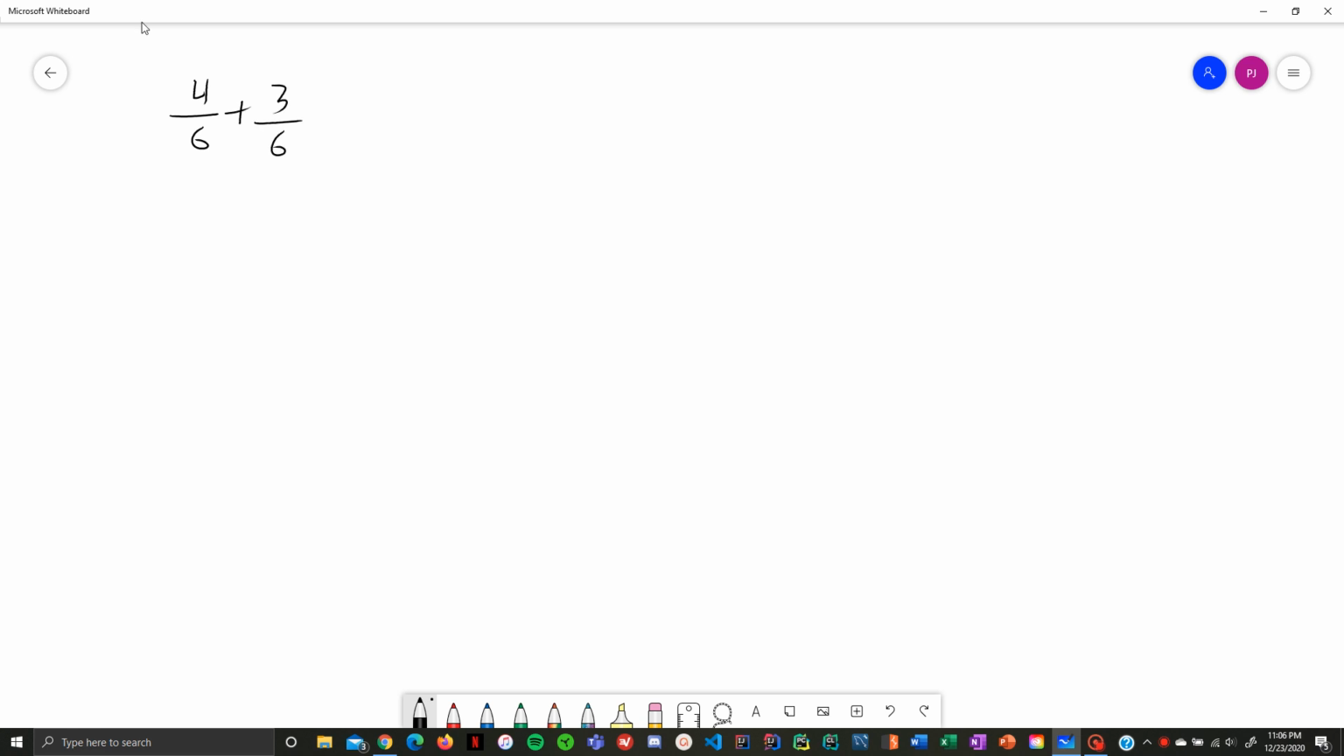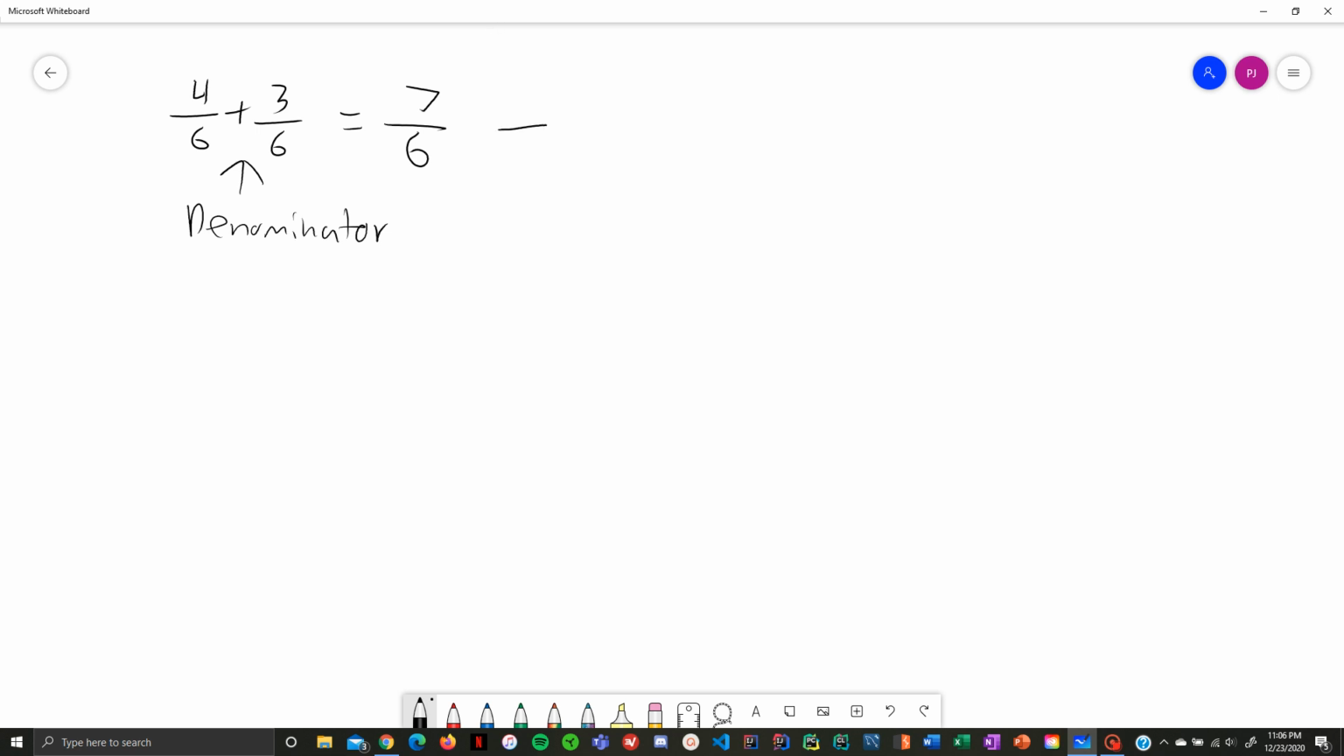Now when you have two fractions with the same denominator, that would be the bottom part right here. This is what we would call the denominator. What we can do is simply add the numerators together. So this is going to be 7 over, and we have to keep the same denominator when they're equal, 7 over 6. If you also want to think of this a different way, you can write it out simply as 4 plus 3 all over 6, because we're keeping the same denominator when they are both equal.